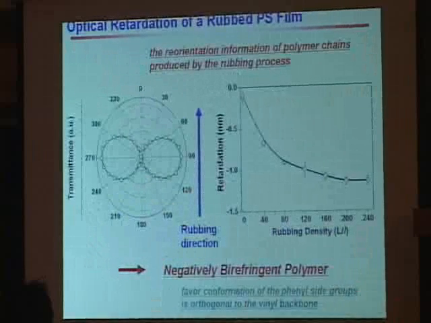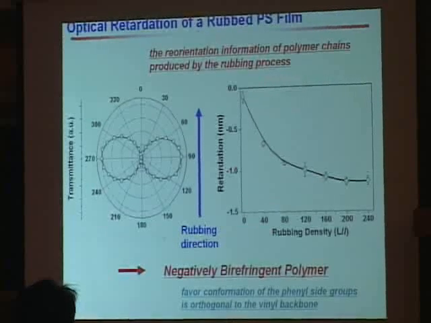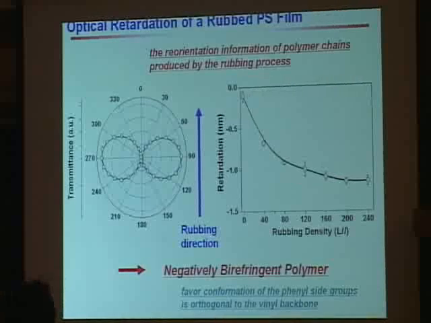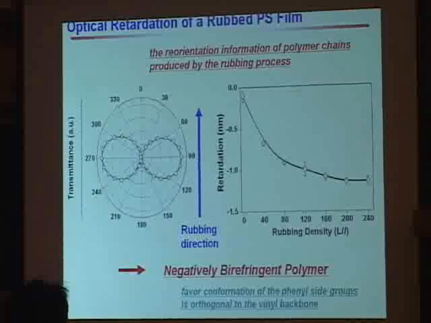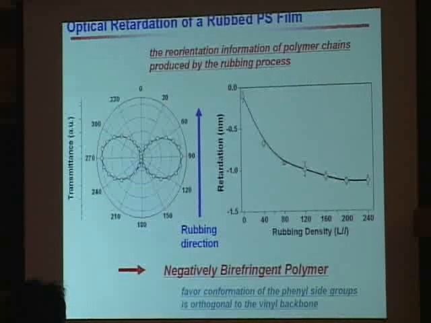We also measured the optical retardation of the rubbed polystyrene film. In this case, we can know the information on polymer chain orientation using the optical retardation. As shown here, the retardation decreases as the rubbing density increases. It means polystyrene is a negatively birefringent film. In other words, the polymer main chain lies along the surface direction, but the phenyl ring is aligned in the direction perpendicular to the surface.